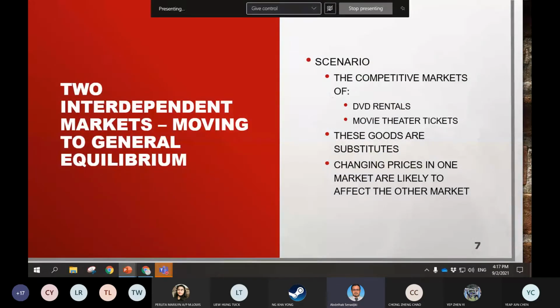Then we have these two interdependent markets moving to general equilibrium. Here we assume a scenario where we have a competitive market of DVD rentals. Either you go and rent DVDs, a business that was very famous in the last decades, 10 years ago, or maybe 5 years, or you go to the movie theater and buy a ticket.